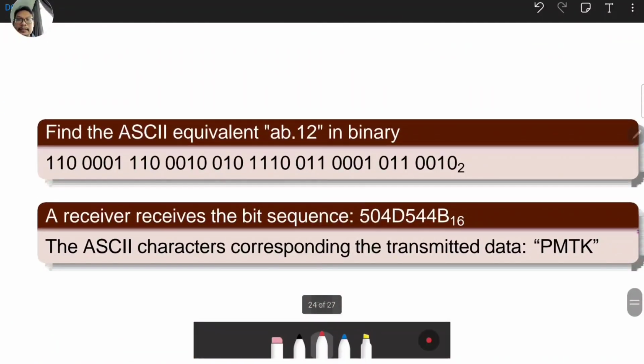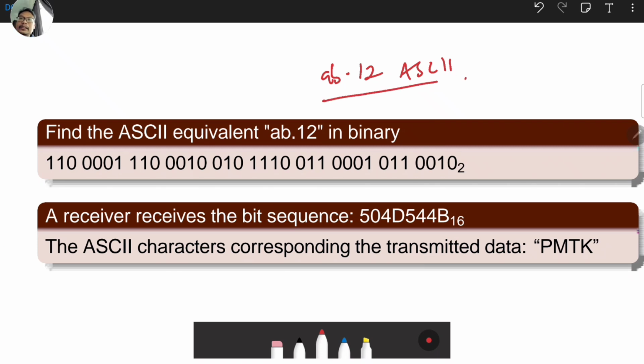Okay, so let's look at the example here. If you are given AB.12 in ASCII, what is the binary value? Remember, the computer only understands 1s and 0s. Digital systems understand only 1 and 0, so we need to represent AB.12 in binary. So this is the equivalent binary. So how do we get this? We're going to break it into 8 bits.